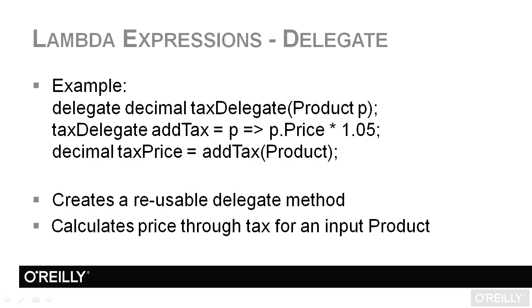price for that product. So this is a reusable delegate, so I don't have to repeat the lambda expression time after time if I'm going to repeat this code. So I can just reuse the tax delegate as opposed to putting in the lambda expression for p.Price times 1.05. Because as we know, tax rates change. We don't necessarily want to have to search for that tax rate throughout our code.